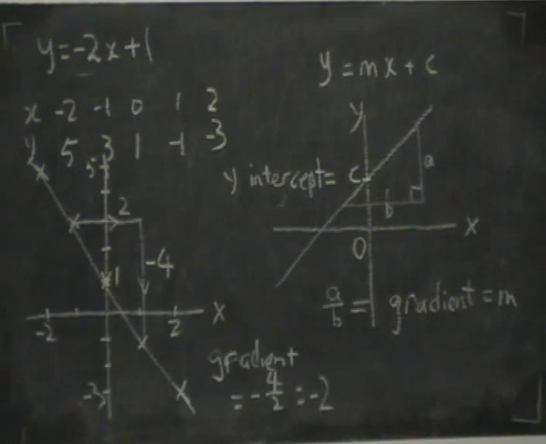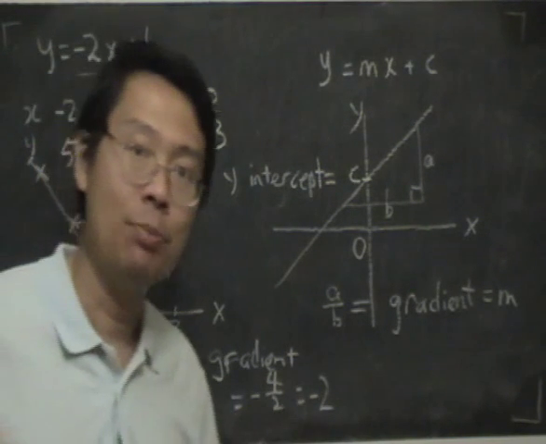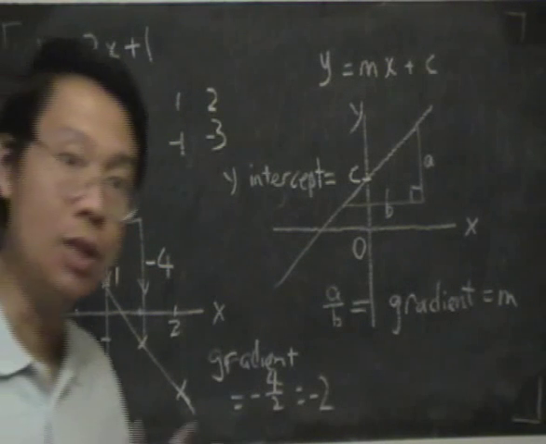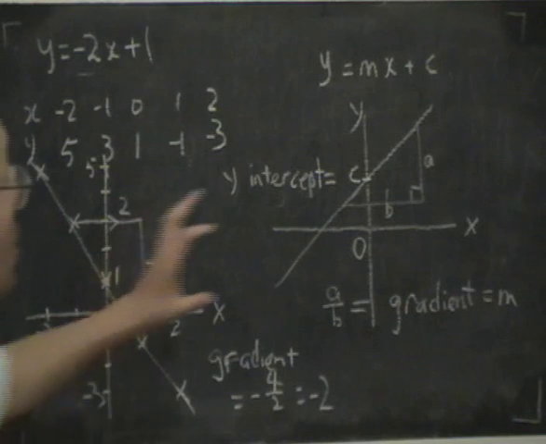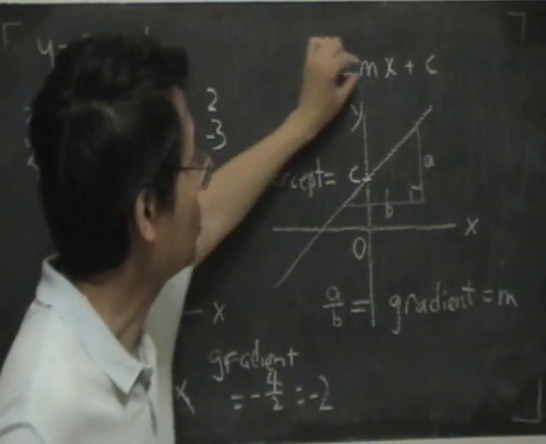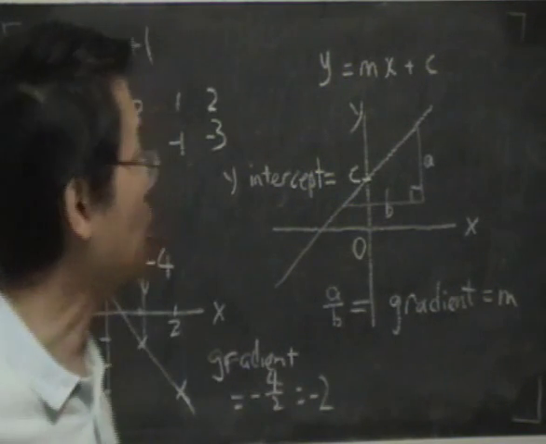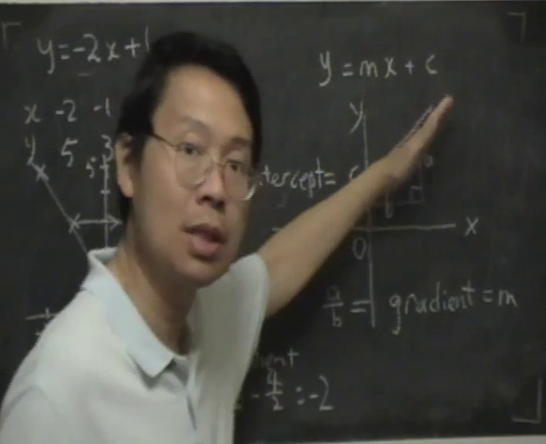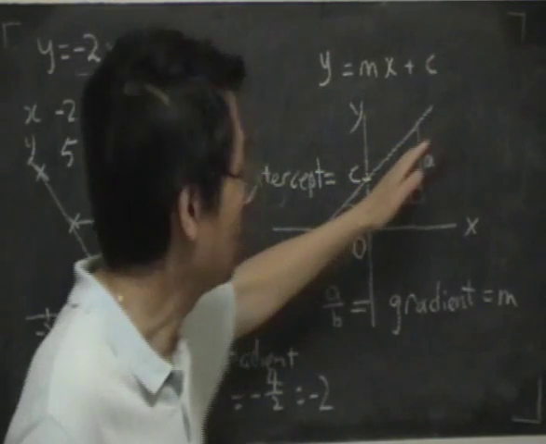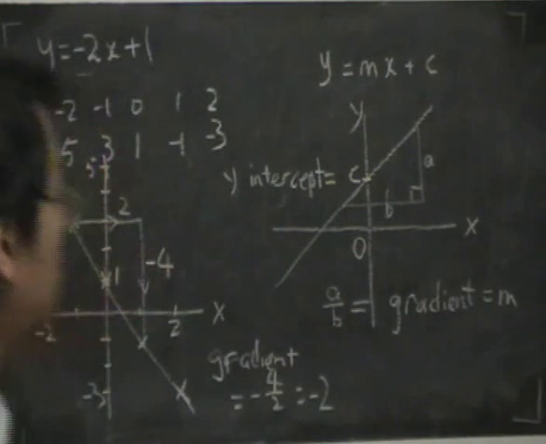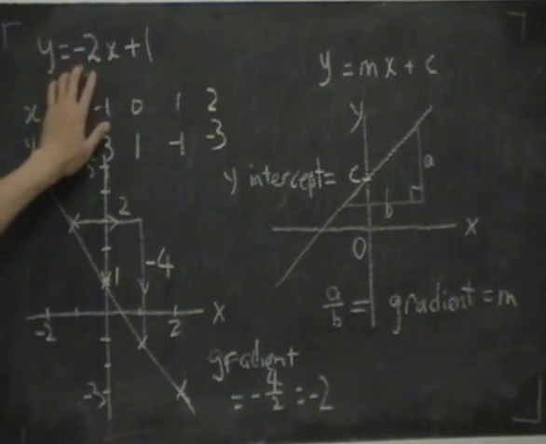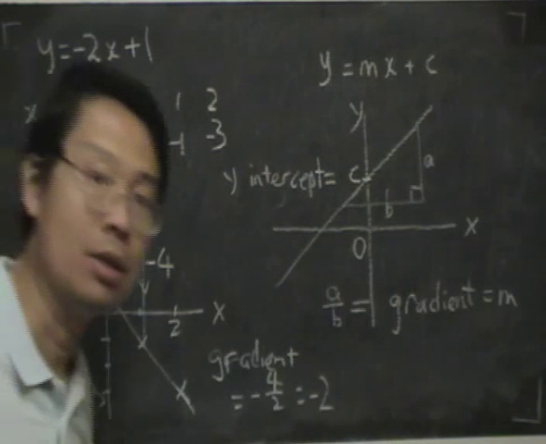That's the gradient. So the important thing here is that it still works. Okay? This idea that y equals mx plus c represents a straight line where c is the y-intercept and m is the gradient. It still works even if the m there is negative.